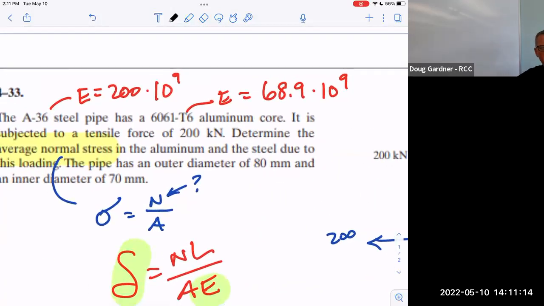Why did the aluminum have to work? I don't know the answer to this. I'm reasoning with you right now. Why did the aluminum have to work harder?